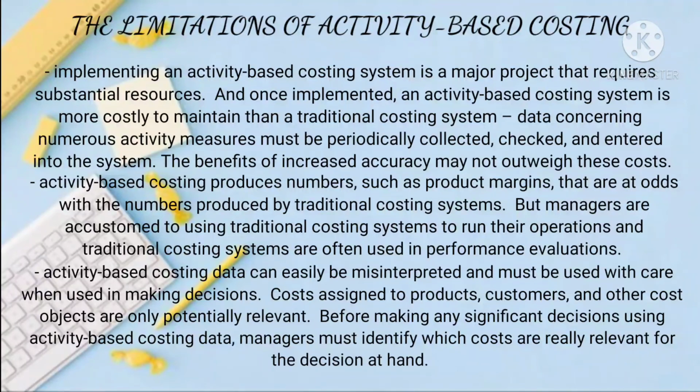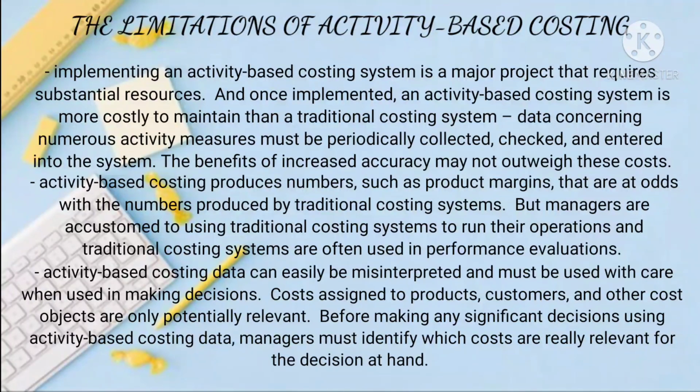Activity-based costing produces numbers such as product margins that are at odds with the numbers produced by traditional costing systems. But managers are accustomed to using traditional costing systems to run their operations, and traditional costing systems are often used in performance evaluations. Activity-based costing data can easily be misinterpreted and must be used with care when used in making decisions.